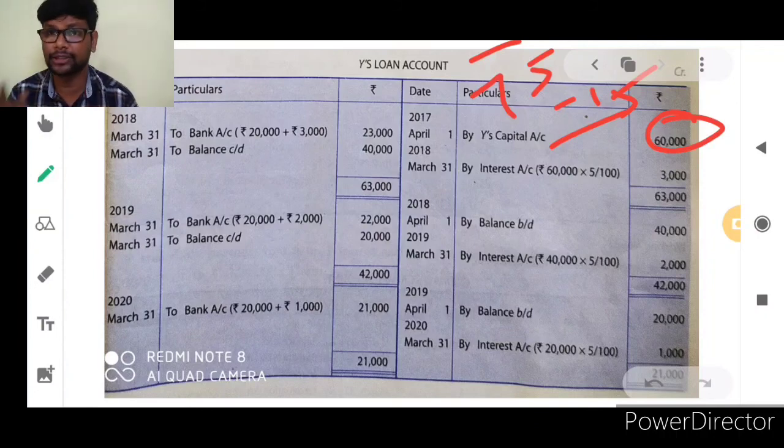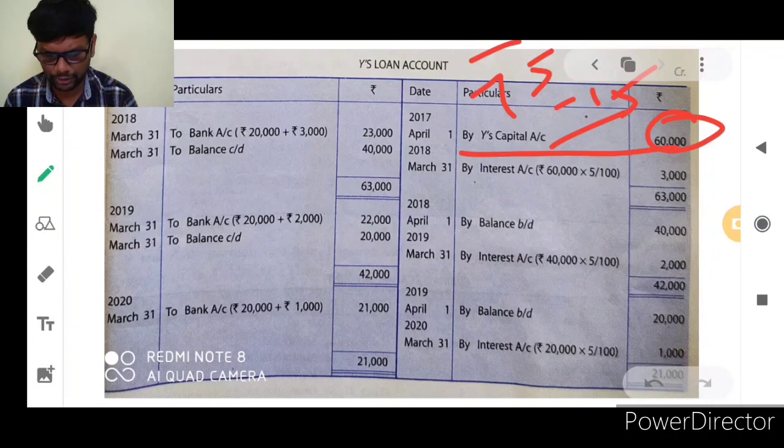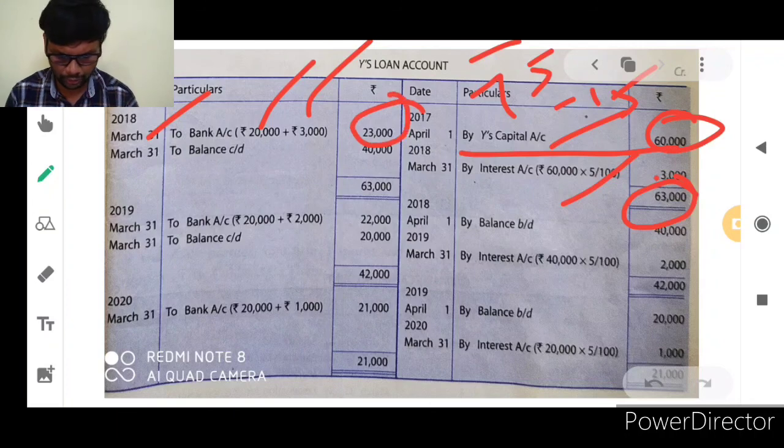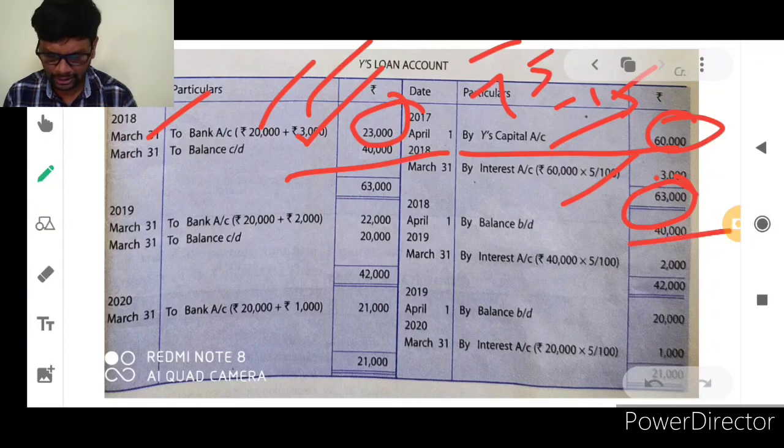That you know very well, right? As per the journal entry, Y's capital account 60,000 will be paid with interest at 5%. 5% on 60,000 is 3,000 rupees. So collectively 63,000 should be paid by the partnership firm to the retiring partner. In the first year, 31st March 2018, they are paying money because of 3 equal installments. 60,000 divided by 3 is equal to 20,000. 20,000 plus interest 3,000, so collectively 23,000 is paid by the firm to the partner. The remaining money is 40,000 rupees. Then 40,000 plus 5%, that is 2,000, makes 42,000.